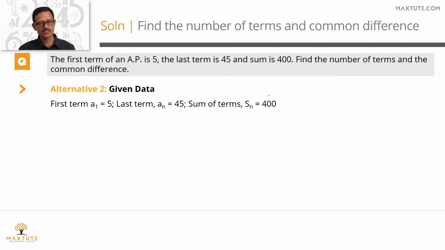Let's move to the second alternative. This one is also easy. The data given to us, the first term, a1, is 5. The last term, which is 45.